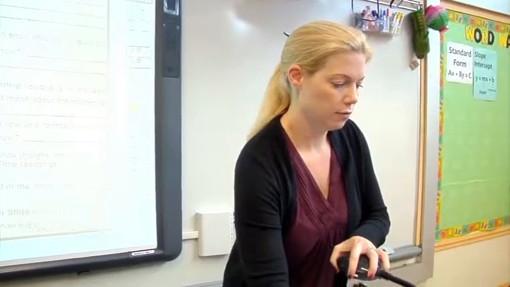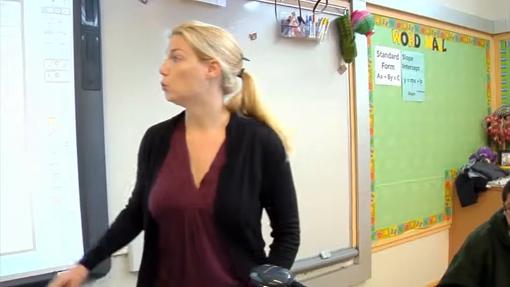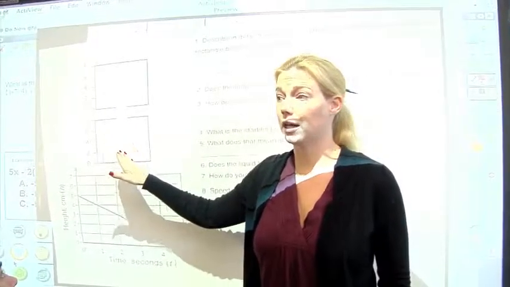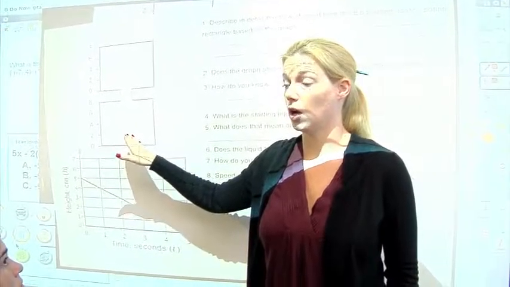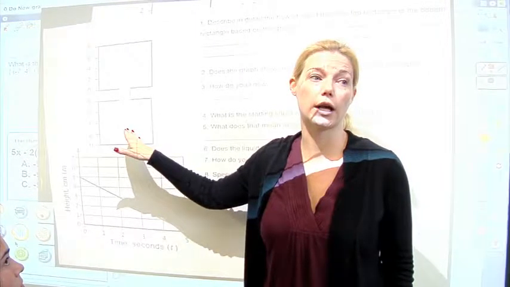So let's review. It says, describe in detail the flow of water from the top of the rectangle to the bottom. When you look right now, I have not put any water in the rectangles. I want you to start to shade in what the water is going to look like.